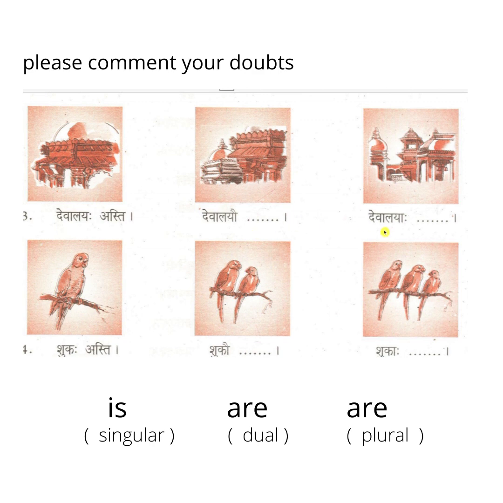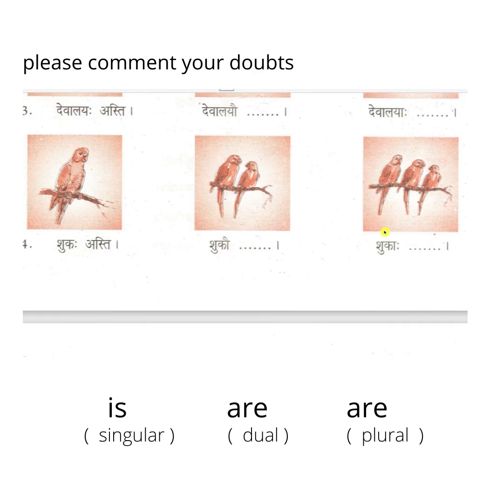In this picture, Shukaha asti, there is a parrot. Shukau staha, there are two parrots. Shukaha santi, there are a lot of parrots, that is, more than two parrots. So the first sentences are all ekavachan, second sentences are all dvivachan, and third sentences are all bahuvachan. This is how you make simple sentences in Sanskrit.